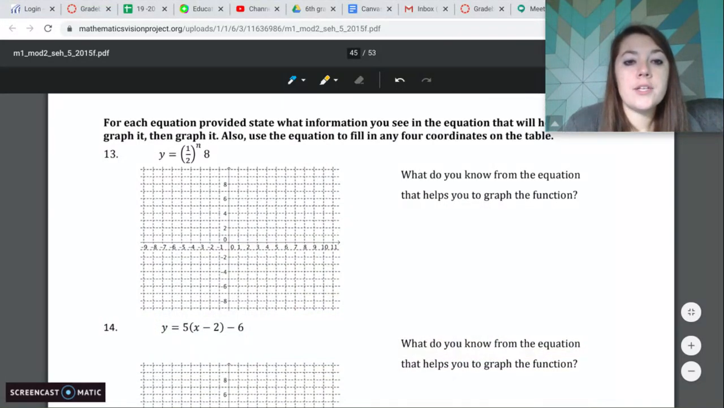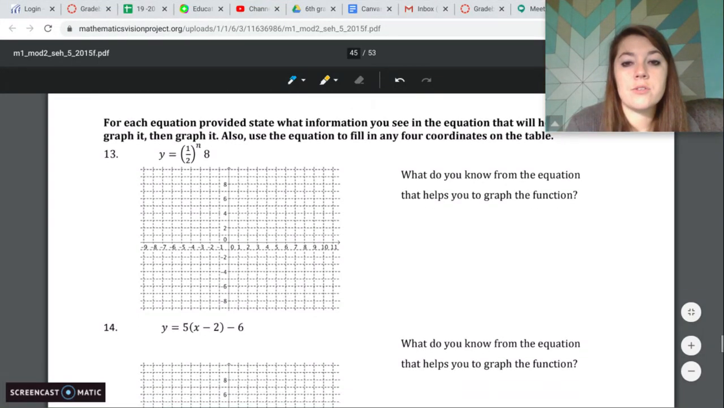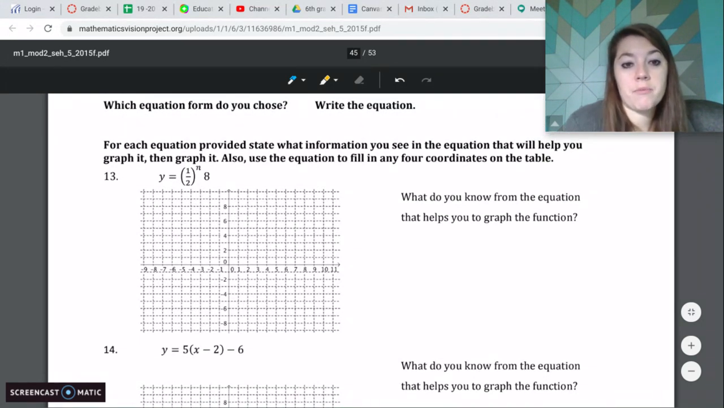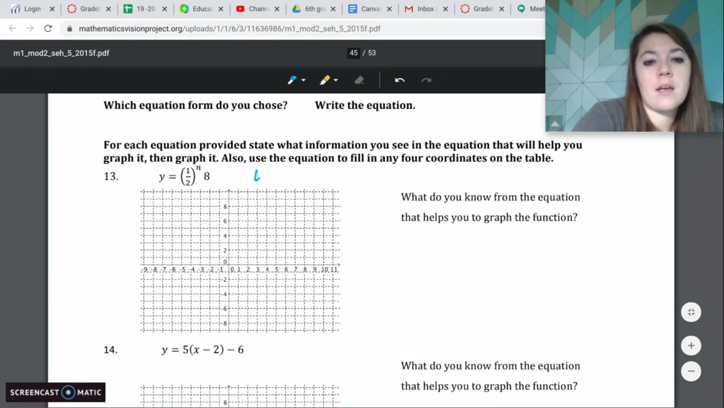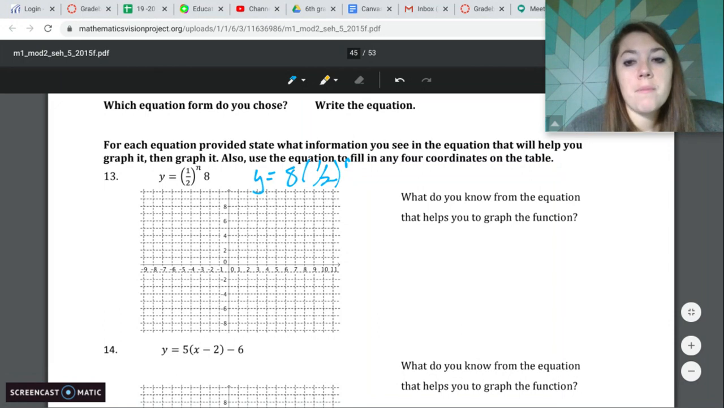All right. For each equation provided, state what information you see in the equation that will help you graph it, then graph it. Also use the equation to fill in any 4 coordinates on the table. We don't actually have a table. I don't know where it's talking about the table from. But what we're looking at here is we have y equals 1/2 to the power of n times 8. So they write their explicit equations in a different order sometimes. So it's the same thing as saying y equals 8 times 1/2 to the n. Remember, multiplication is commutative. So from the equation, what do we know that's going to help us graph this?